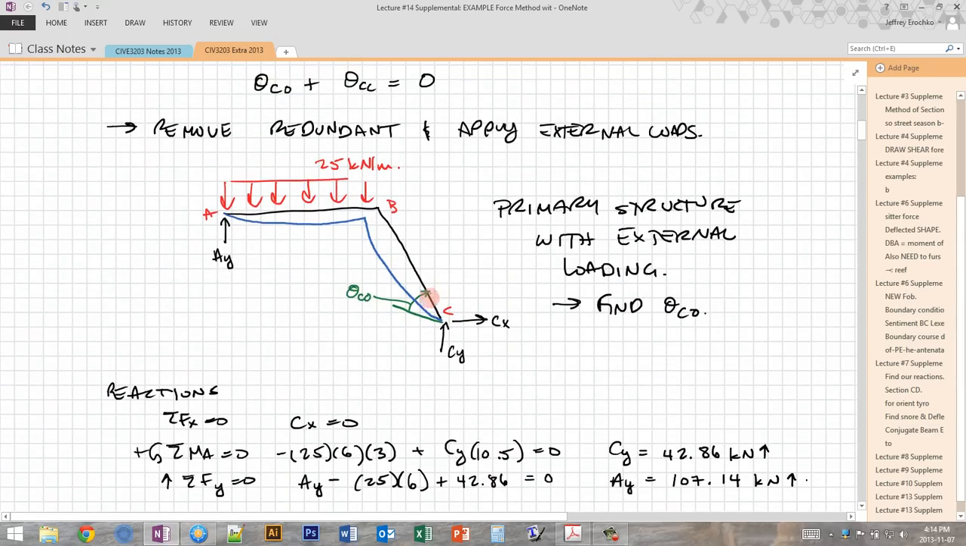So at C, we have a rotation caused by the external load, but we know that in reality this rotation has to be 0 because it's fixed. So what we do is we apply a redundant moment at C, and we see how much redundant moment we have to apply at that location in order to bring this rotation back to 0, which we knew it's supposed to be. And the value of that moment that causes this rotation to come back to 0 is equal to the moment reaction at point C.